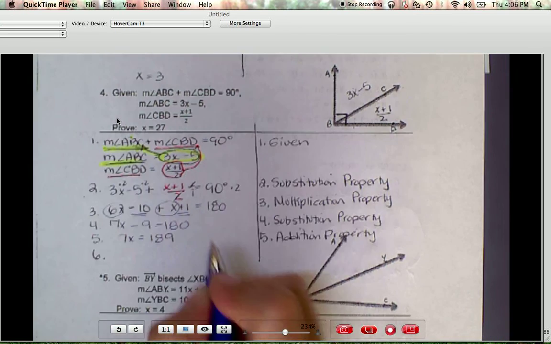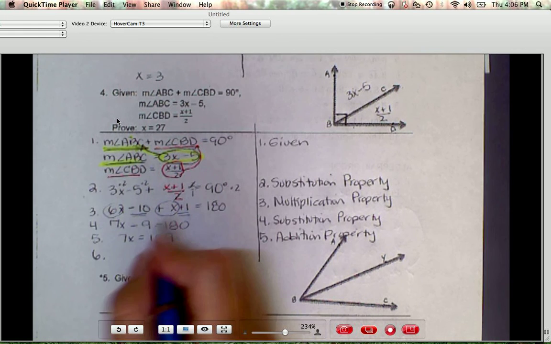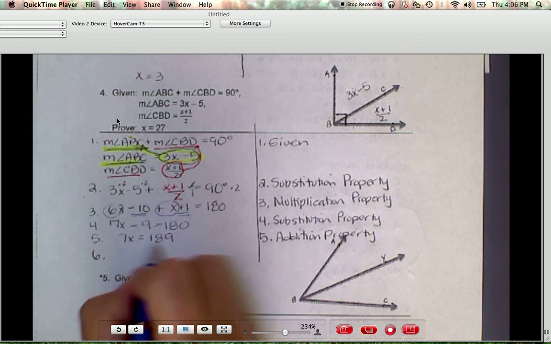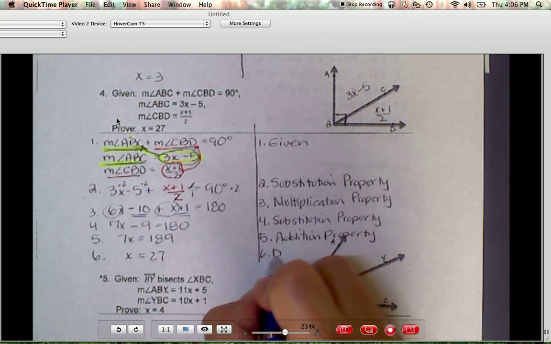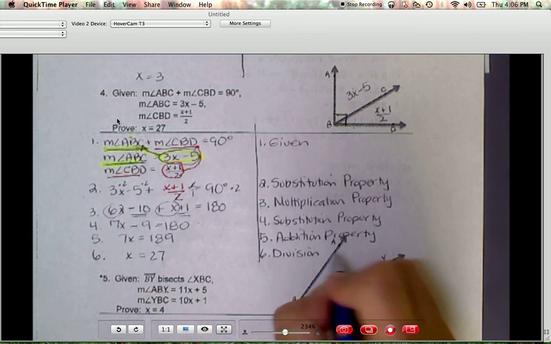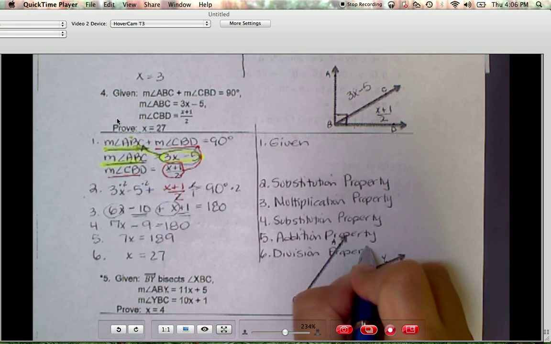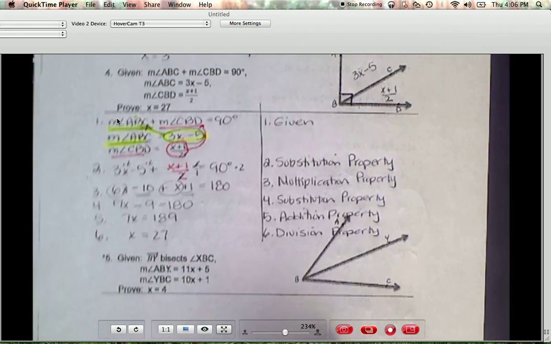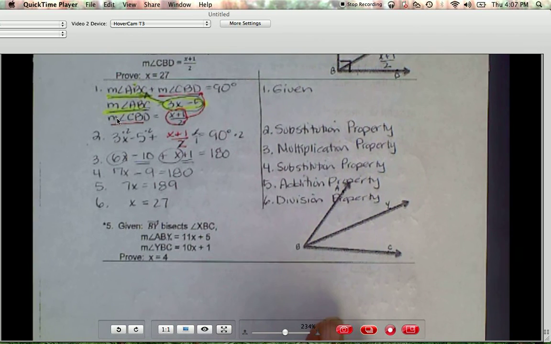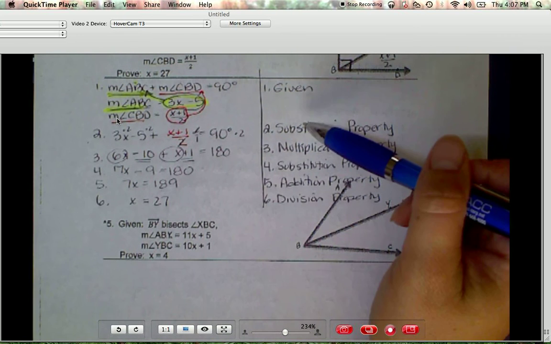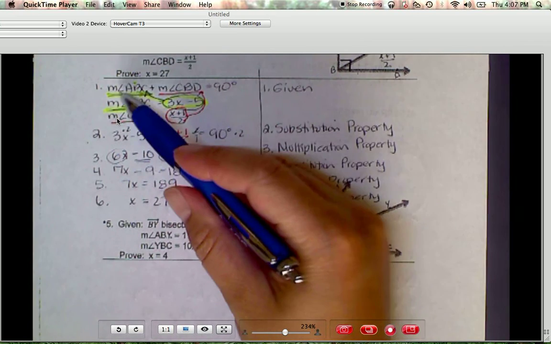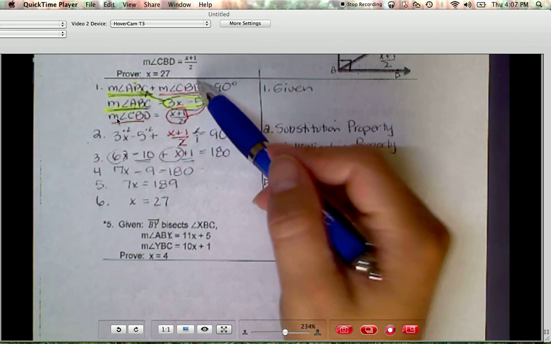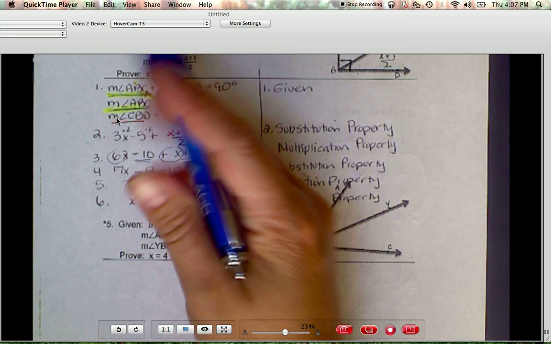And number 6, we simply need to get x alone. So we divide both sides by 7, so we get x equals 27. And that would be division property. Sorry, I'm writing all over that picture. Okay, so the first step was a new idea, and it's not a new idea, but the first time we've plugged these into a geometric statement. The rest of it then is just like the others.